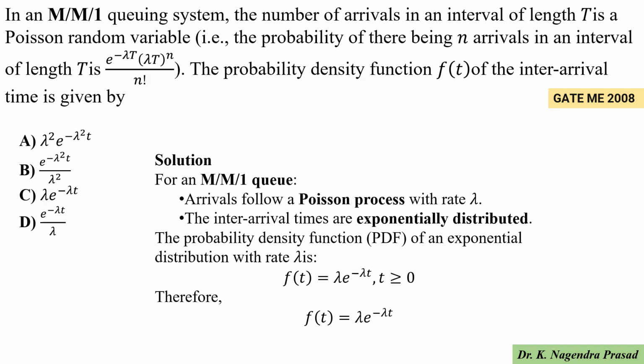For an MM1 queue, the arrivals follow a Poisson process with rate lambda, and the inter-arrival times are exponentially distributed. Then the probability density function, PDF, of an exponential distribution with rate lambda is f of t equal to lambda into e to the power minus lambda t, where t is greater than or equal to 0. Therefore f of t equals lambda into e to the power minus lambda t. So option C is the correct answer.